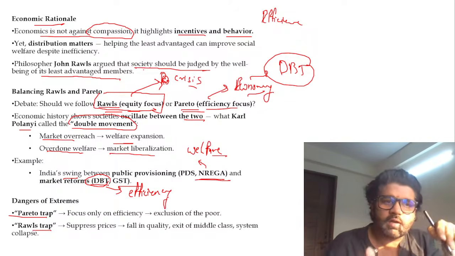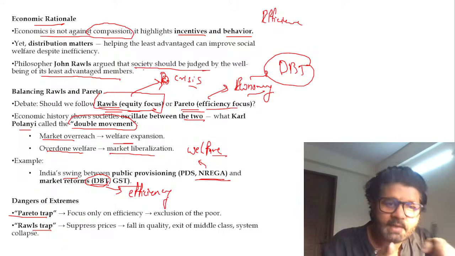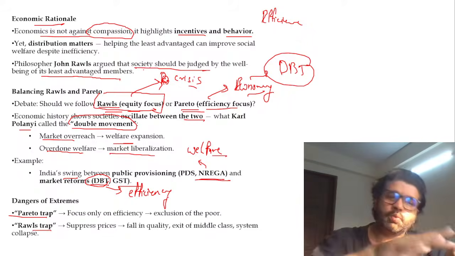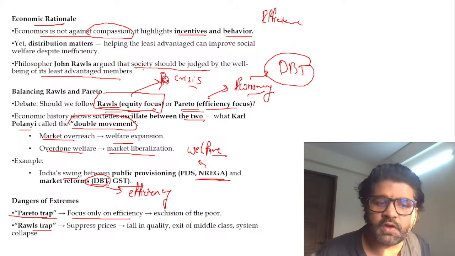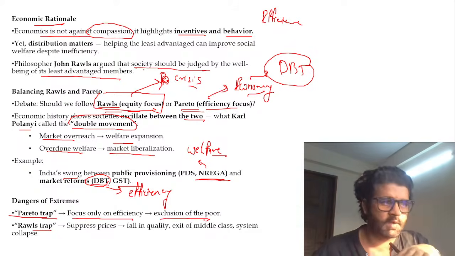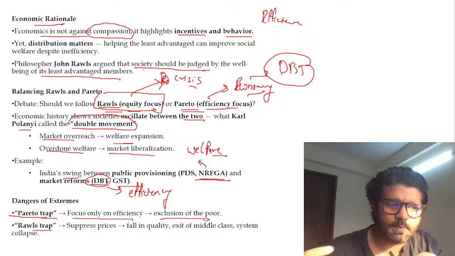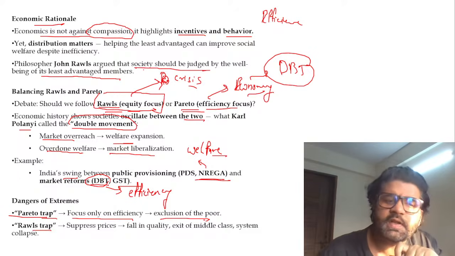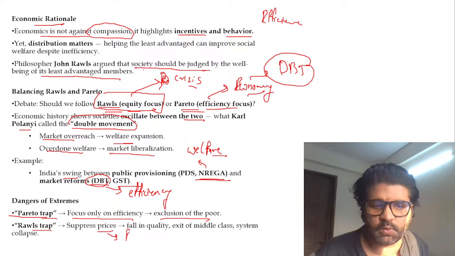So again, it's not my way or the highway, it's not Rawls's way or the Pareto way. You have to go in between, switch or oscillate between the two. So dangers of extreme: Pareto trap, focus only on efficiency, then exclusion of the poor. If you keep on focusing on whoever is working the hardest, they should get the maximum benefit, etc., then what will happen to the poorest people? So only focusing on efficiency will not do. Only suppressing prices and free buses will not do.